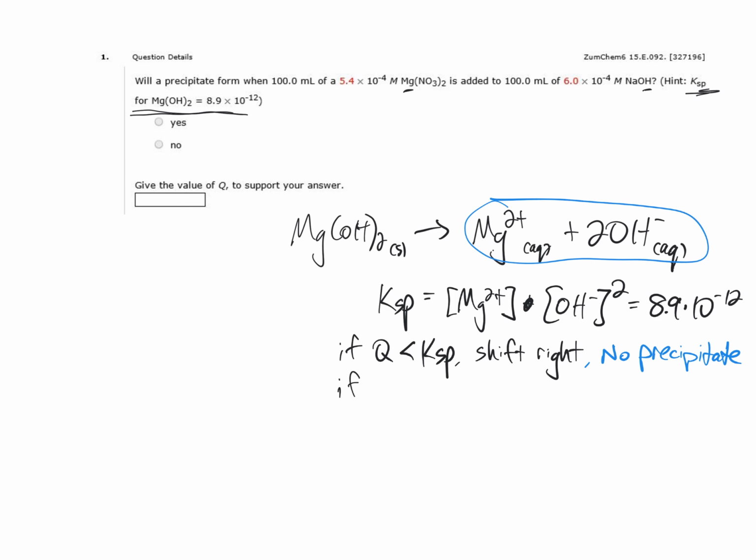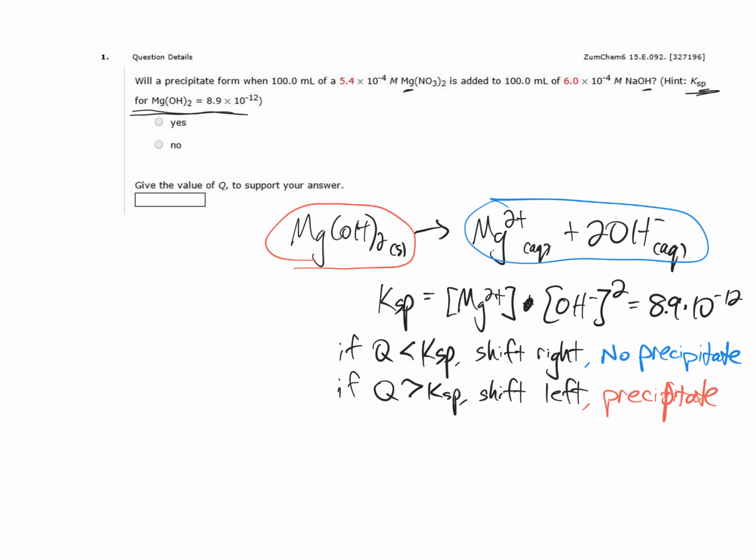The other possibility is Q being greater than K. In that event, in order to reach equilibrium, think back to chapter 13, we would shift left. Well, the species on the left side of the equation is a solid. Shifting left, or forming more of the solid, means that we would precipitate. So if Q is greater than K, then a precipitate forms. If Q is less than K, no precipitate. And if they're equal, well, then the system is already at equilibrium.